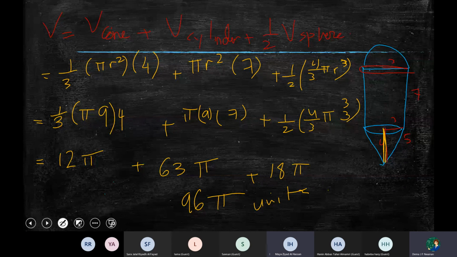Yes, okay, teacher. The unit will be like something squared, like centimeters squared, right? Cubic. The volume is in cubic. The surface area is in squared.